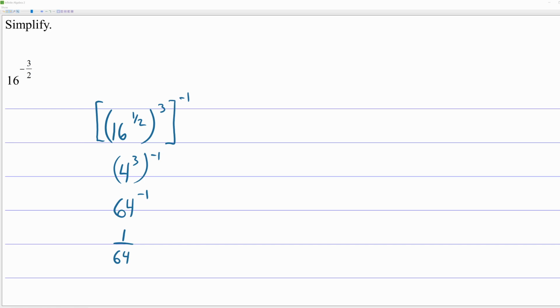Anyway, that is how you deal with rational exponents. Just remember, it's the same thing as taking roots. And later on in your mathematical career, this will really help you understand logarithms, whatever those are.